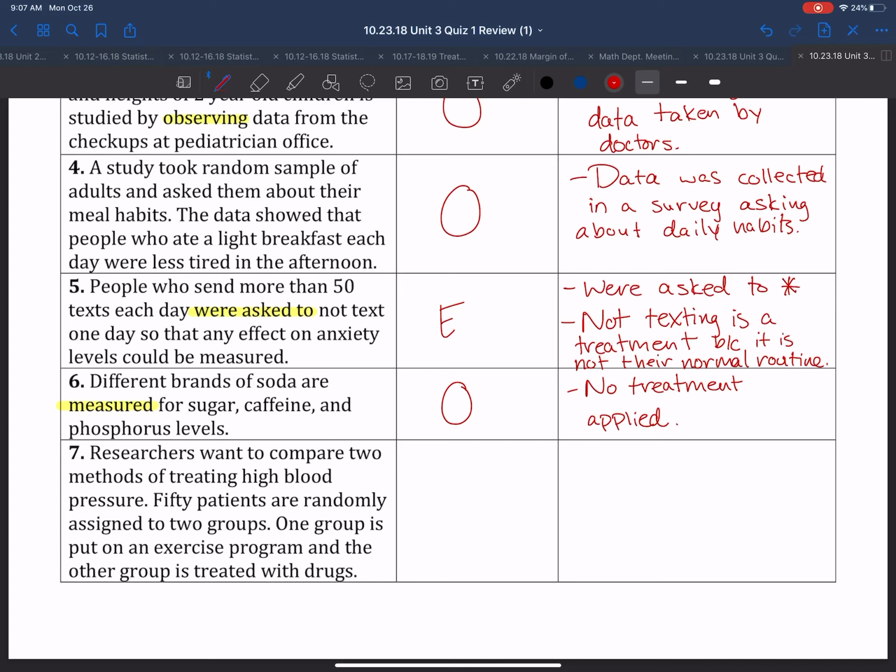Number 7, researchers want to compare 2 methods for treating high blood pressure. 50 patients were randomly assigned to 2 groups. One group is put on an exercise program, and the other is treated with drugs. So again, we have 2 groups. Here it says 2 groups, and one group is given exercise, the other is drugs. And so since we are splitting people into groups and applying treatments, this one is going to be experimental. And our reason, split into groups and different treatment applied to each group.